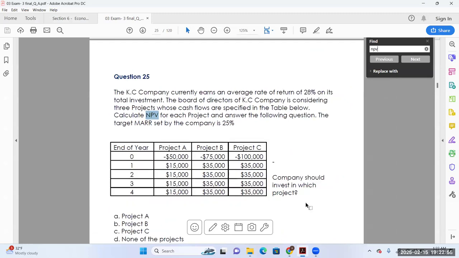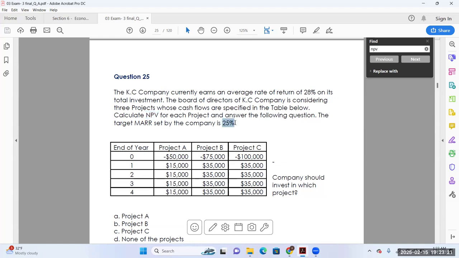Can you see this question? The KC company currently earns an average rate of return of 28% on its total investment. The board of directors of KC company is considering three projects whose cash flows are specified in the table. Calculate the NPV for each project. The target mark set by the company is 25%.